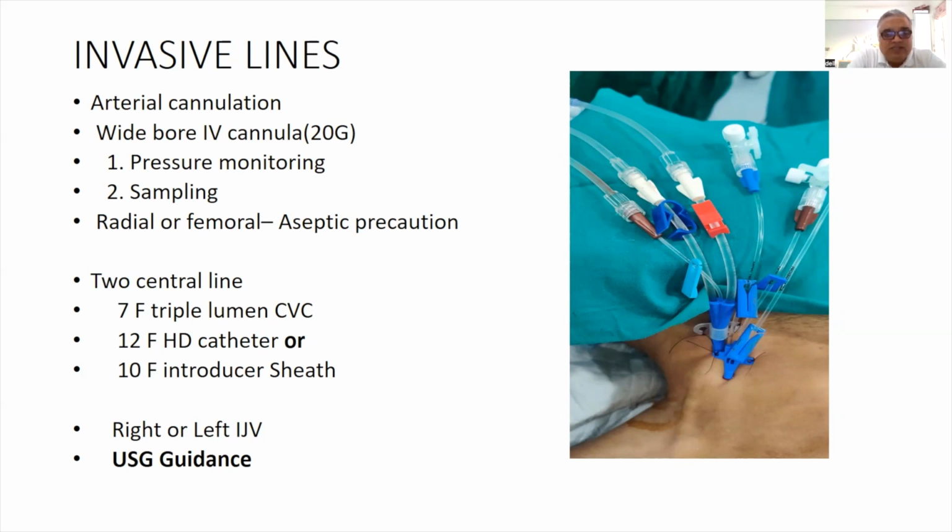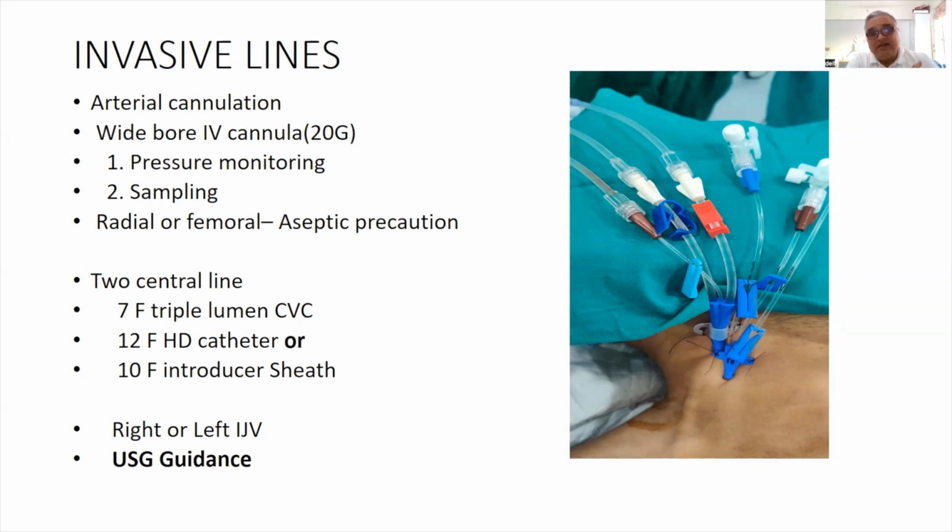Two central lines, one is a 7 French triple lumen CVC catheter and the other is a 12 French SD catheter. Now, why SD catheter? Because there is a large amount of hemodynamic instability and shifts during the surgery where you require a large amount of IV fluids to be transfused to this patient. Giving a large amount of IV fluid through a 7 French triple lumen CVC becomes difficult many a time. If you put an SD catheter, you have two lumens which are almost big bore and you can give whatever amount of fluid in whatever amount of time stipulated. So this is our routine protocol.